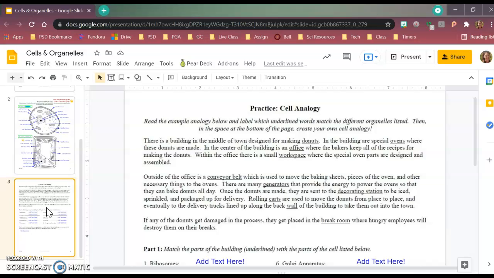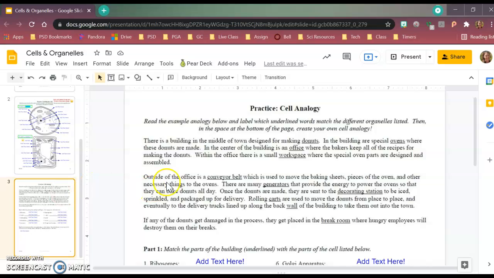It is a donut factory. It is a fabulous place to be. So what you're going to be doing is as you read through the story, each of the underlined words represents a part of the cell that would do that similar function in the cell. So if we're talking about producing donuts, what would we be producing in the cell?